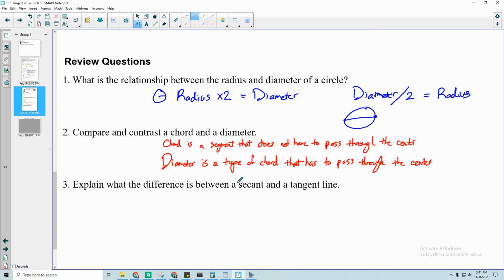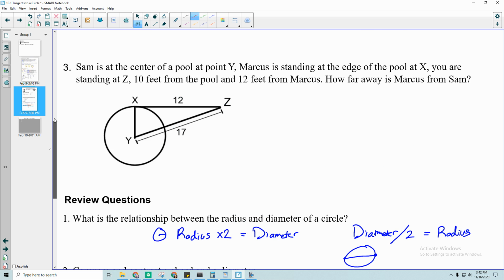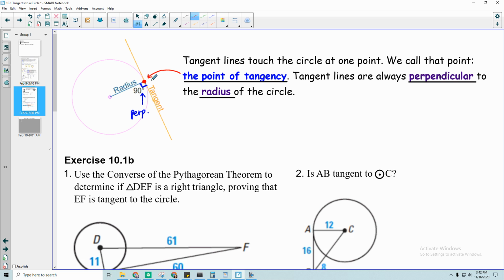And then lastly, explain what the difference is between a secant and tangent line. So a secant line goes through the circle at 2 points. So it hits the circle's boundary at 2 points, where the tangent line only hits it at 1 point. And remember, that 1 point where it touches is called the point of tangency. Okay? So that 1 point where it hits the circle is the point of tangency.